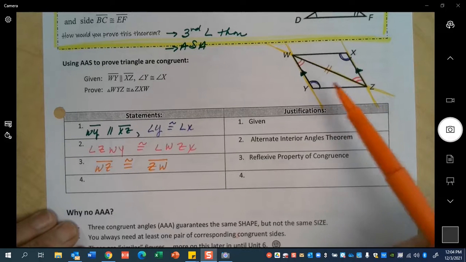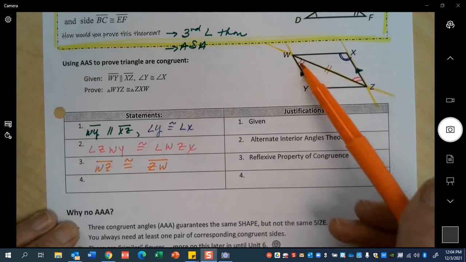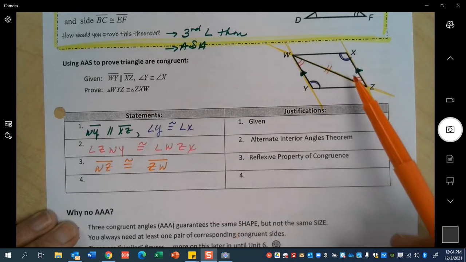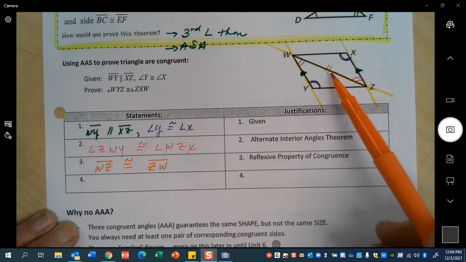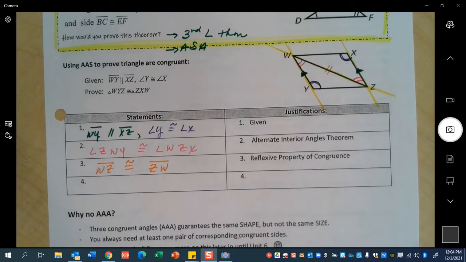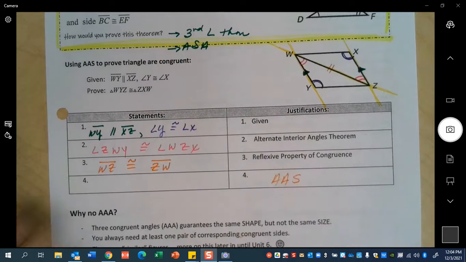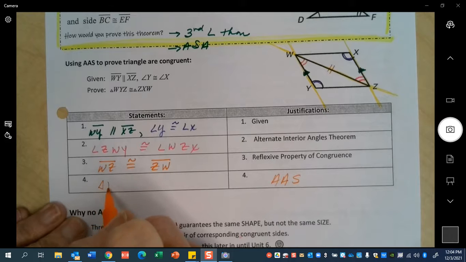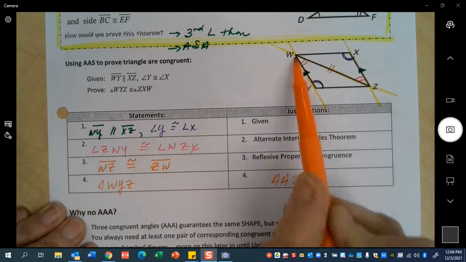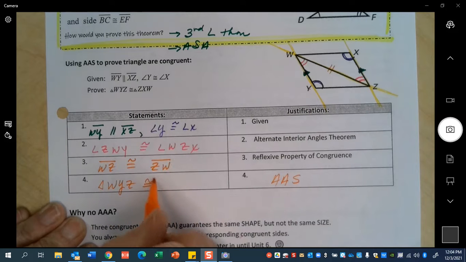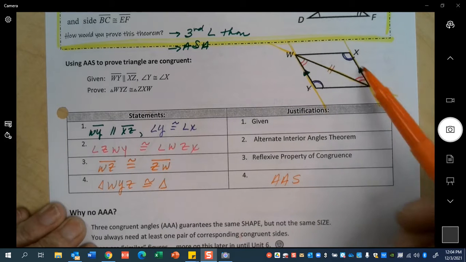Do you see now how I have two angles and a side are congruent to two angles and a side? Question for you. Do you want to add more lines onto this proof and use the third angle theorem and angle side angle? Or do you just want to go with it as is? That's what I thought. Shortcuts. Because I have two angles and a side, I know that triangle WYZ is congruent to triangle ZXW.